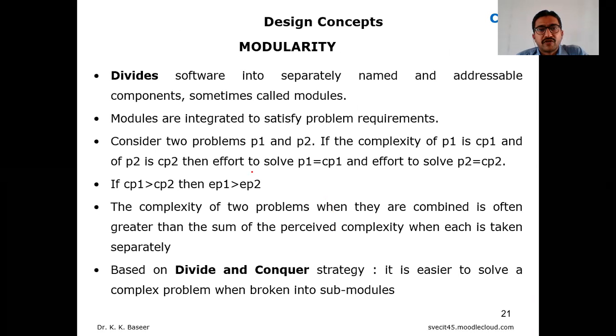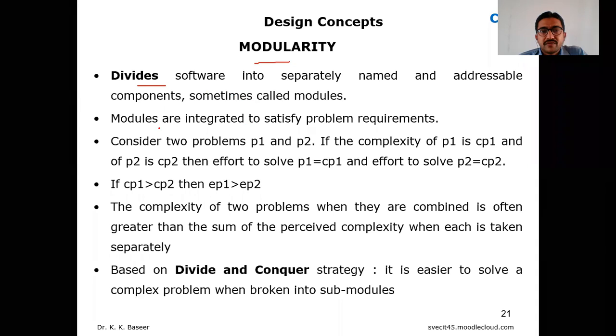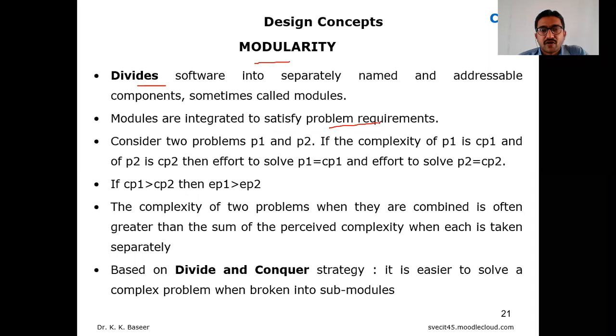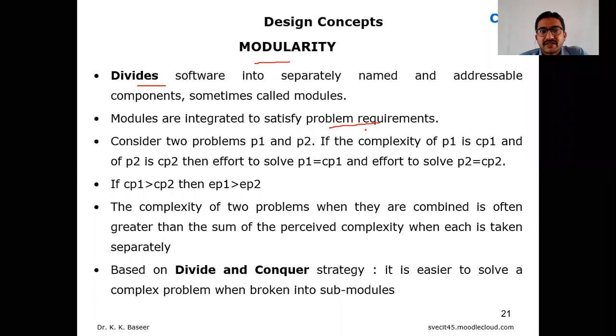Here, modularity comes. The name itself talks about dividing: it divides the total software into a number of submodules, a number of pieces or separations, each called a module. Now modules are integrated to satisfy the problem requirements. How many modules there are depends on the problem complexity; you can divide that much.